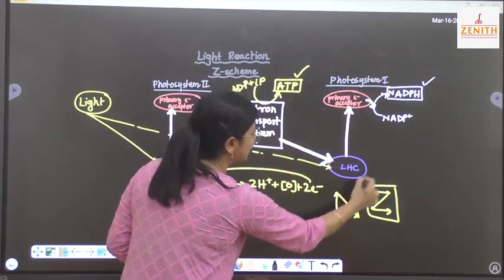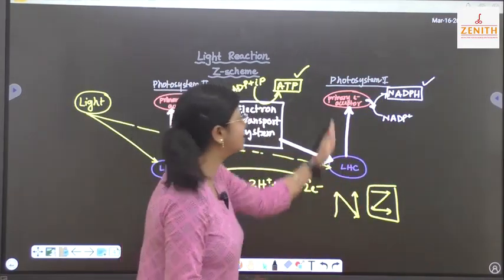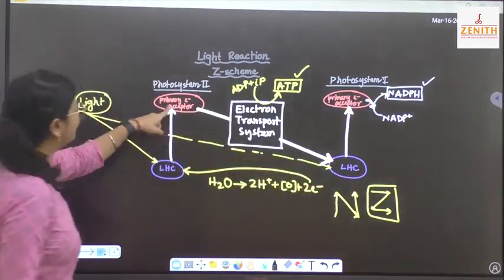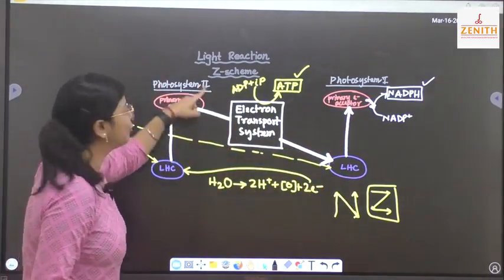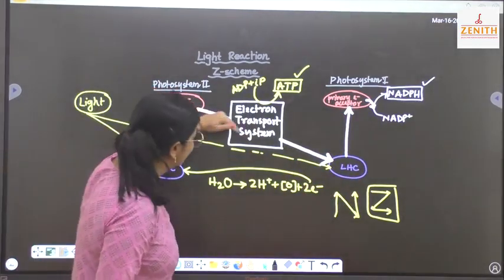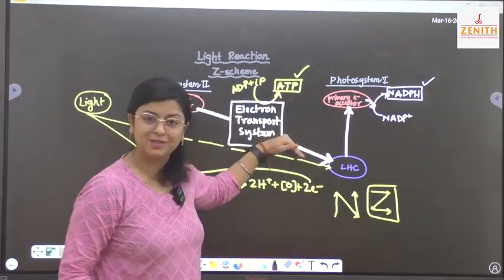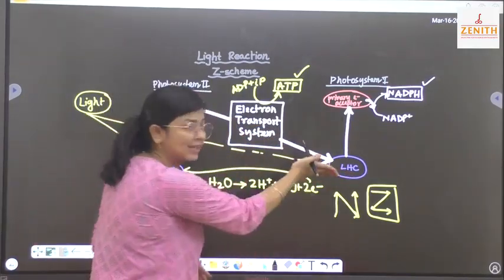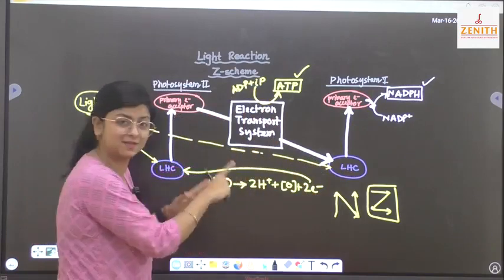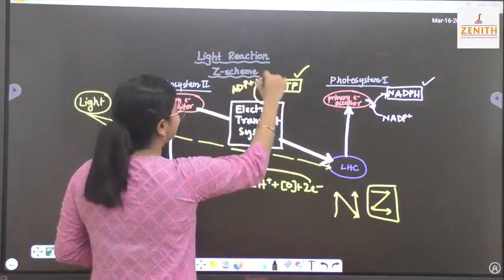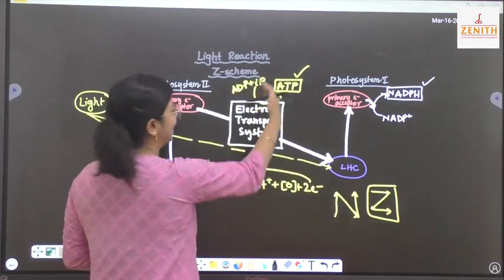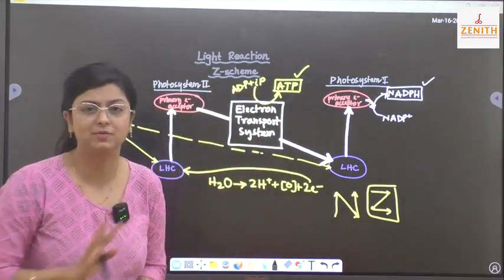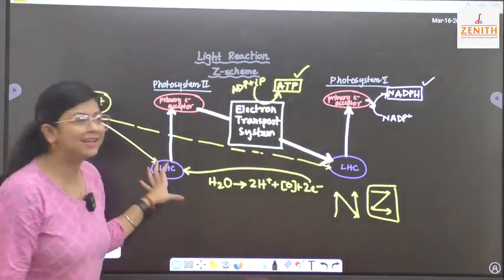So we see that here there will be a deficiency of electron because it is losing that electron. How will this deficiency be fulfilled? It will be fulfilled by the primary electron acceptor of the photosystem 2. It will give its electron by the help of the electron transport system to the LHC of the photosystem 1. So when the electron was moving in this direction by the electron transport system, at this time, ADP is associated with inorganic phosphate and ATP is formed. We know ADP is adenosine diphosphate, ATP is adenosine triphosphate. You basically know this.